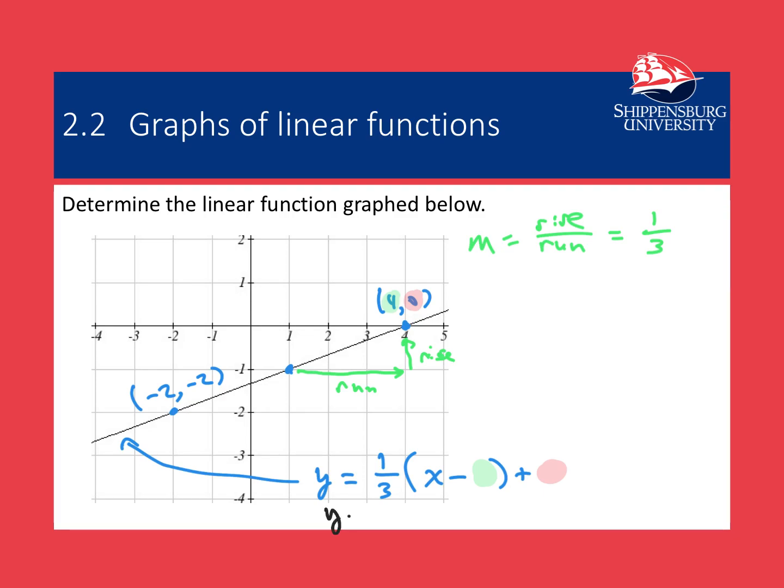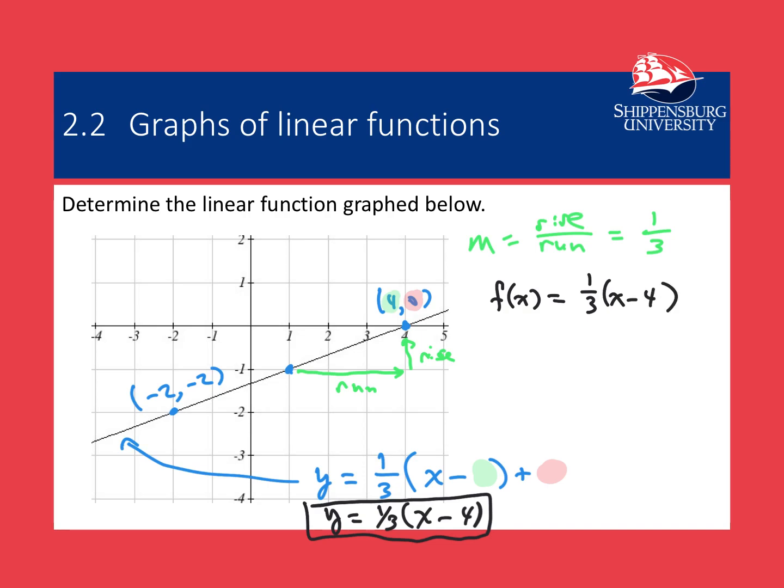So in this case, I would get y equals 1/3 times x minus 4 plus 0. And this would be a perfectly good way of expressing the equation of the line. Then I might write this as a function and say f of x is 1/3 x minus 4 to use my functional notation.